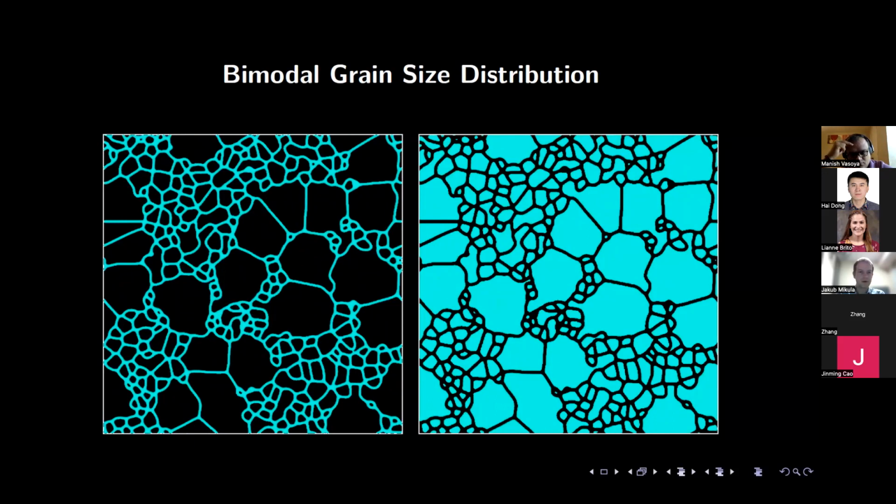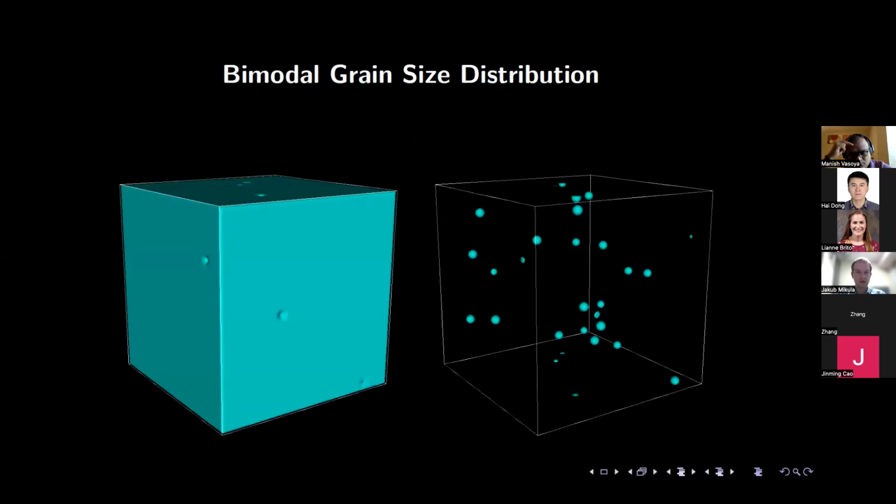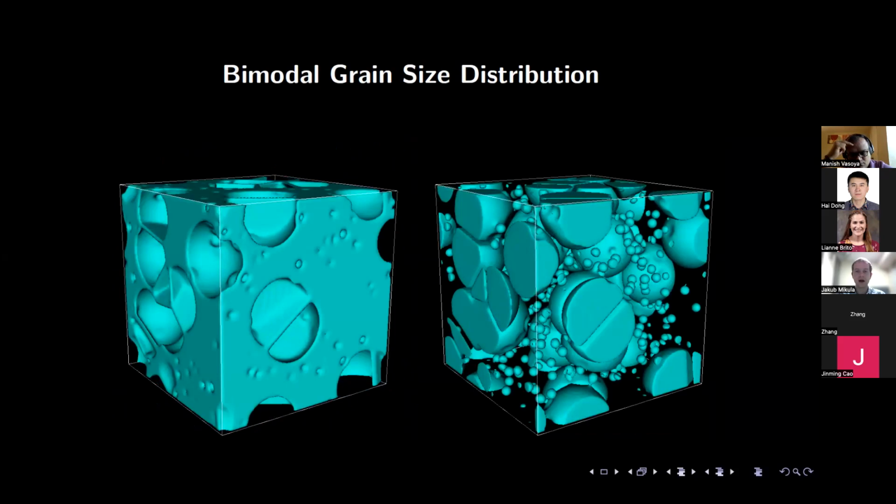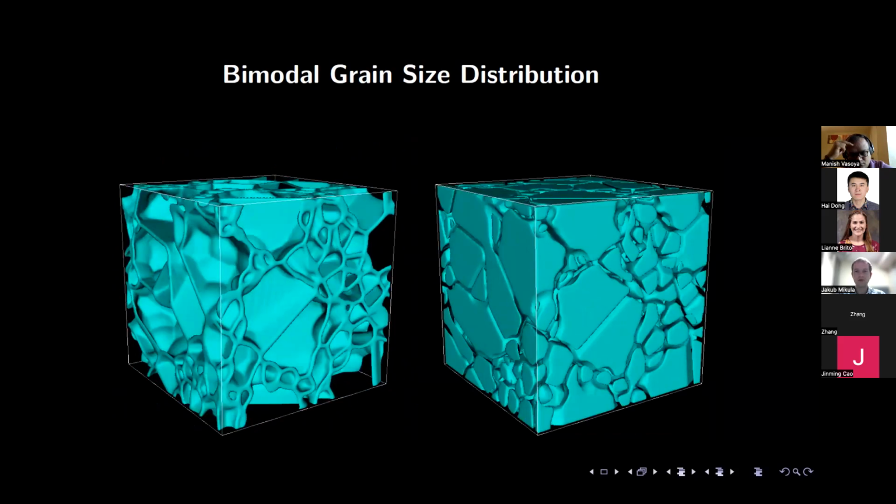And this can be done also in 3D very easily. So it's probably the simplest approach for generating this kind of RVE with a bimodal grain size distribution and using them for studies of, let's say, martensitic transformations, as I illustrated now.